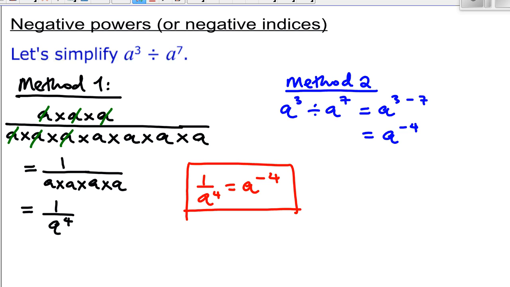One question, two answers. So these two answers must be the same, because you're actually coming from the same question. So the question here is, what does this result mean? 1 over A to the power 4 is equal to A to the power negative 4. I'll explain that below here.